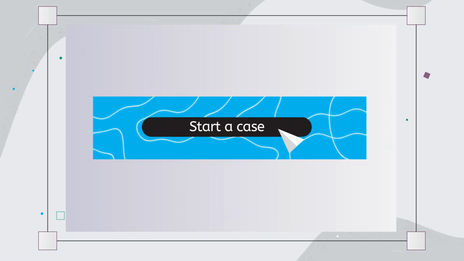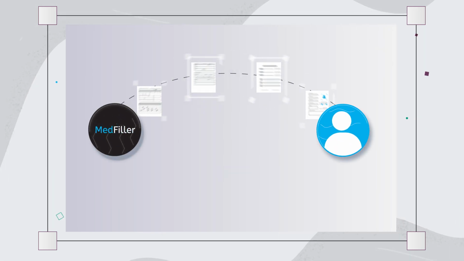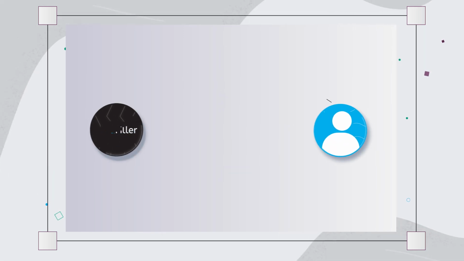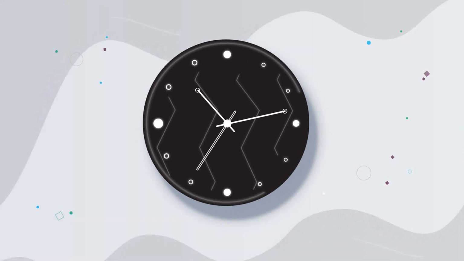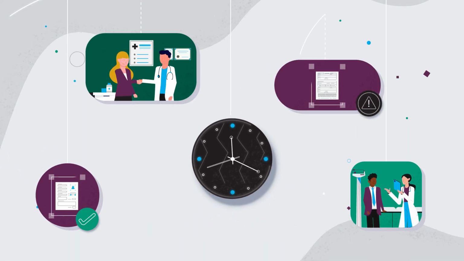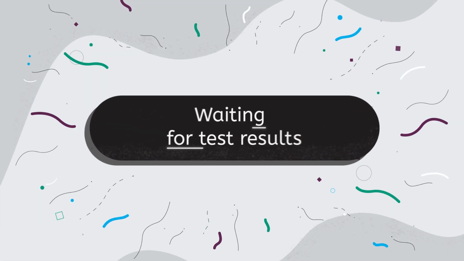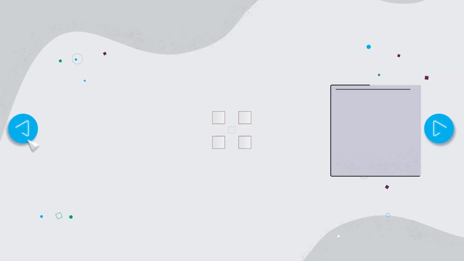To start a case, select an employer and enter the patient's email address. MedFiller automatically sends all forms that require patient input directly to the patient. You can then track and monitor overall case progress and see which forms and services have been completed in MedFiller and which have pending issues, such as a wait for test results condition.